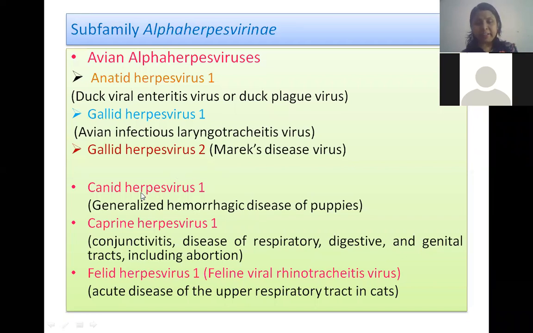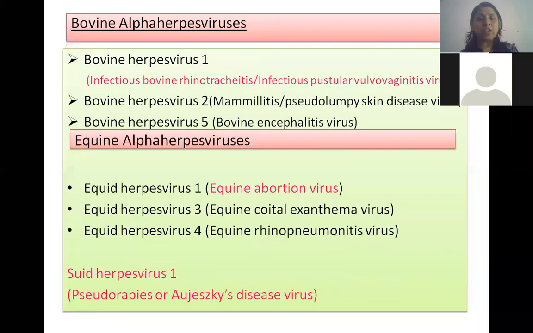Other viruses are canid herpesvirus, which causes infection in puppies; caprine herpesvirus, which causes conjunctivitis and various diseases of the respiratory, digestive, and genital tract in goats; and felid herpesvirus, which causes upper respiratory tract infection in cats. Bovine alpha herpesviruses: bovine herpesvirus 1 is the most important virus, infectious bovine rhinotracheitis or infectious pustular vulvovaginitis virus. Others are bovine herpesvirus 2 and bovine herpesvirus 5.